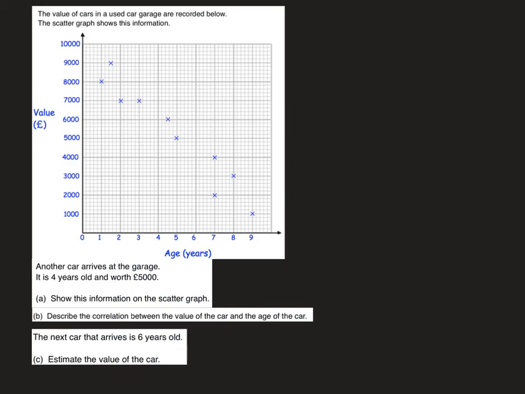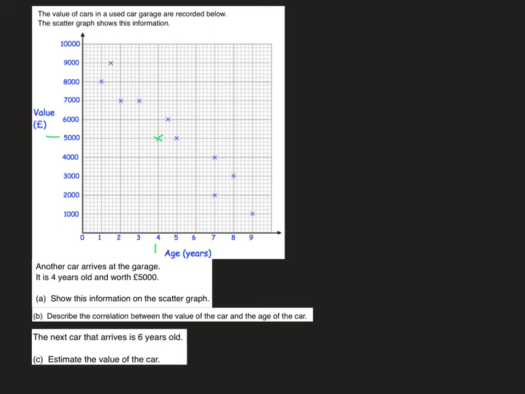So here's another quick example. We've got the value of cars in a garage and how long they've been in there. Another car arrives at the garage, is 4 years old and worth 5,000. Show this information on a scatter graph. So that is going to be 4 years old, 5,000 here. So it's going to be there. That would be 1 mark.